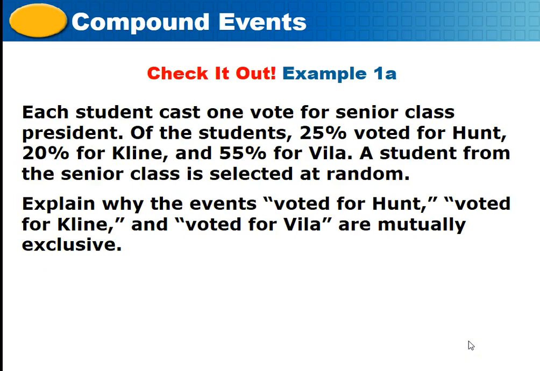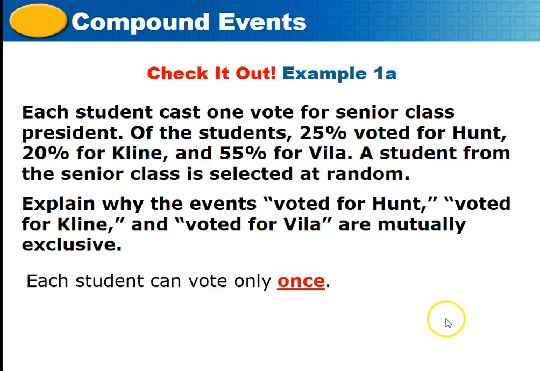So check it out here. Go ahead and do this one and then come back to me. Each student cast 1 vote for senior class president. Of the students, 25% voted for Hunt, 20% for Klein, 55% for Vila. A student from the senior class is selected at random. Explain why the events voted for Hunt, voted for Klein, voted for Vila are mutually exclusive. The reason is that you only cast 1 vote. So each student only votes once, thus they are mutually exclusive.